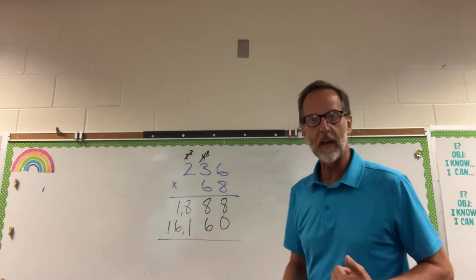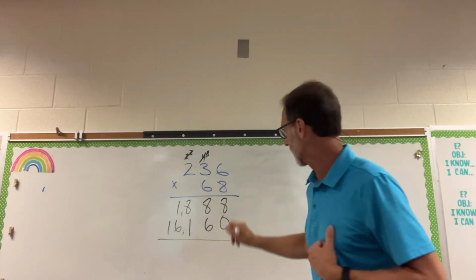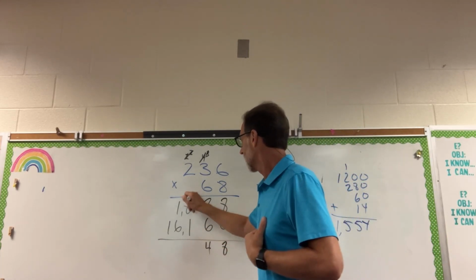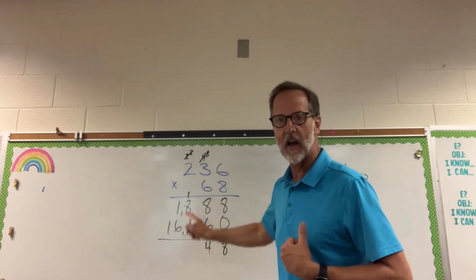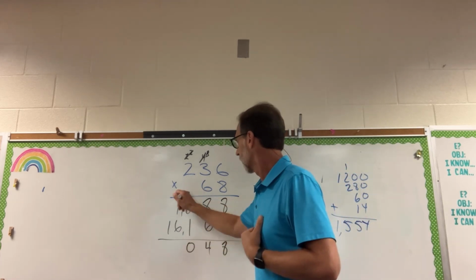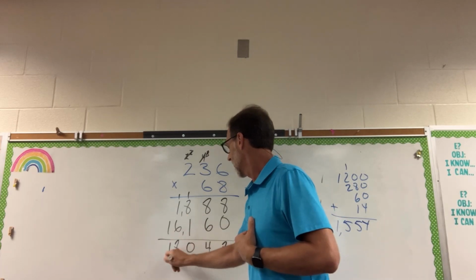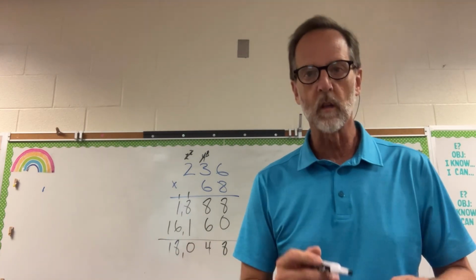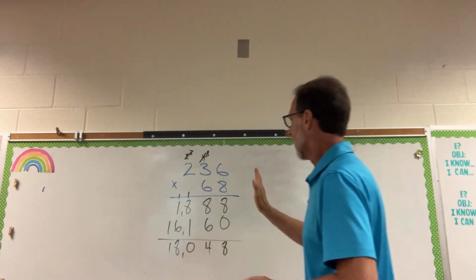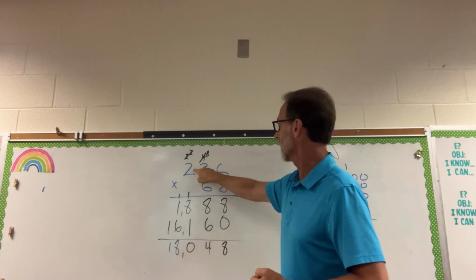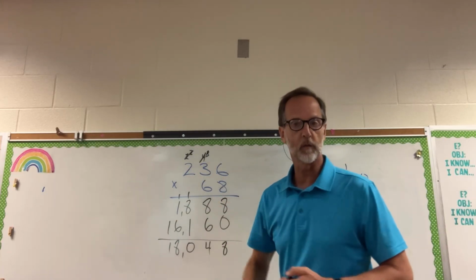And now we can go ahead and add those two numbers together. 8 and 0 is 8. 8 and 6 is 14. Carry the 1 back. 1 and 8 is 9. 9 and 1 is 10. I'm going to put the 1 here. 1, 2. 2 and 6 is 8. And the 1 there, we get 18,048. Okay? We're going to keep multiplying this number times those 3, and then this number times those 3.